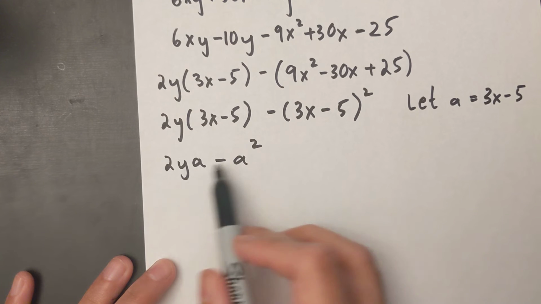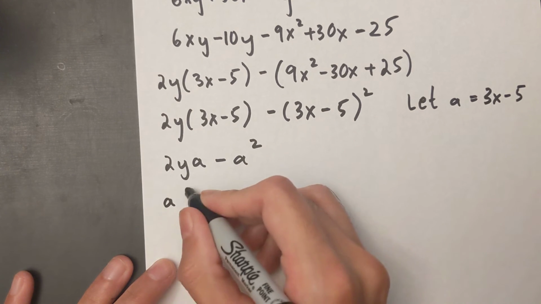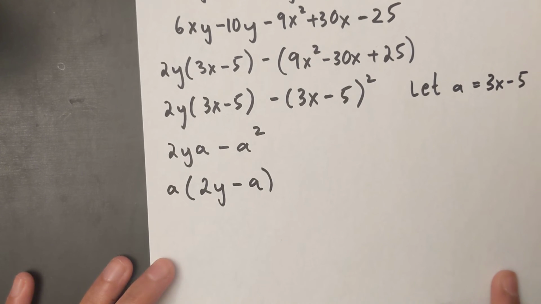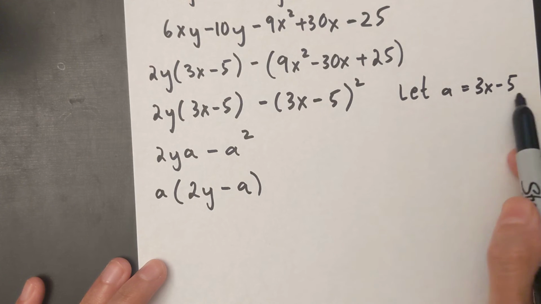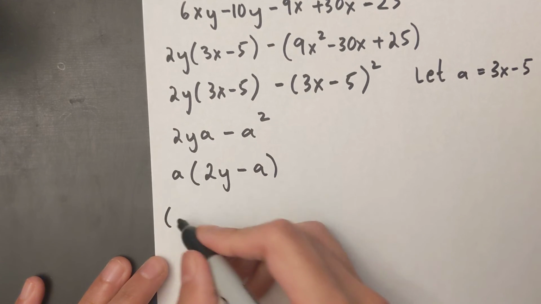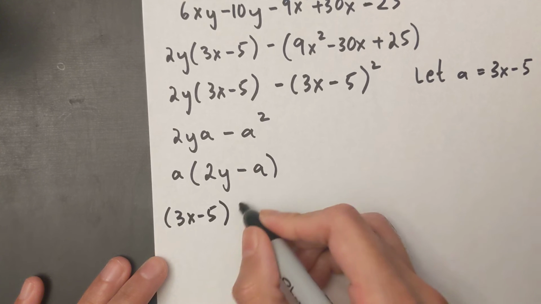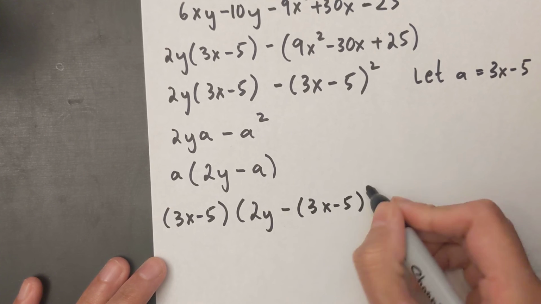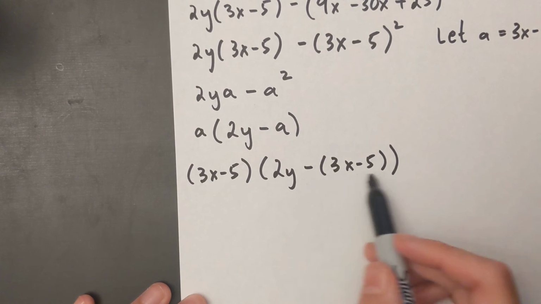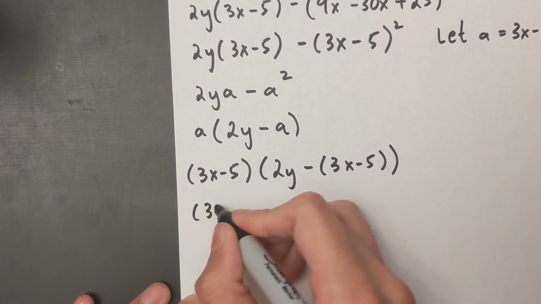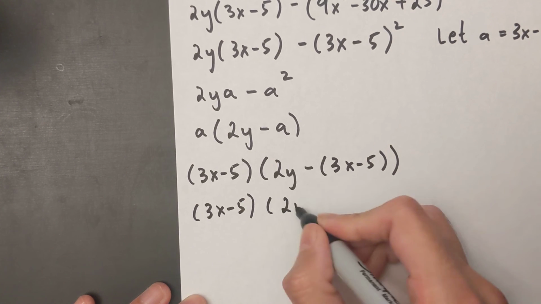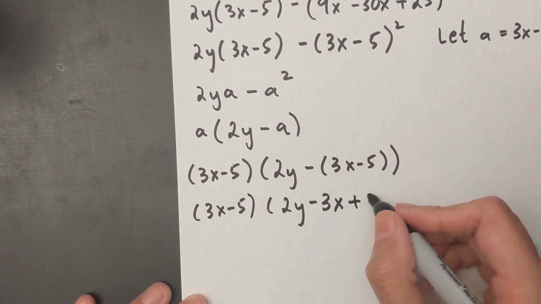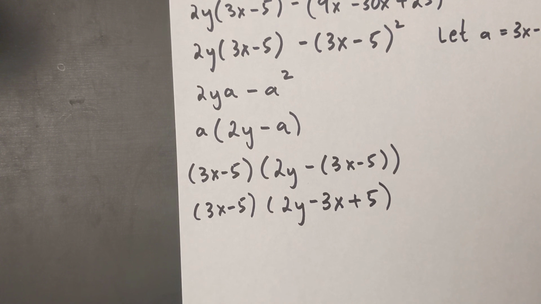So you can tell I can common factor out an a over here. Now I'm left with 2y minus a. Now I'll just resub my a back in as 3x minus 5. So replace that a with 3x minus 5. Replace this a with 3x minus 5. And finally, I'll get rid of my internal bracket. So now I've just distributed this negative into the bracket. So negative 3x plus 5. And now the question is fully factored.